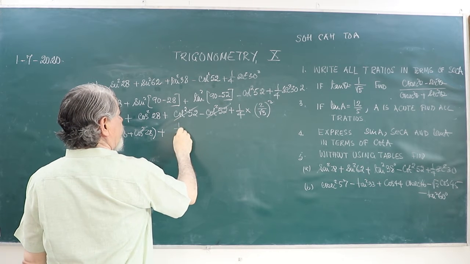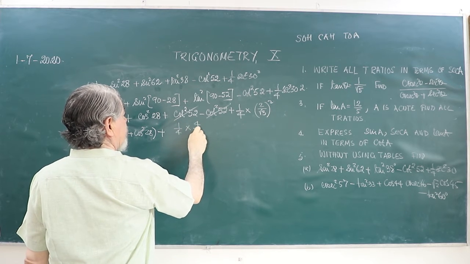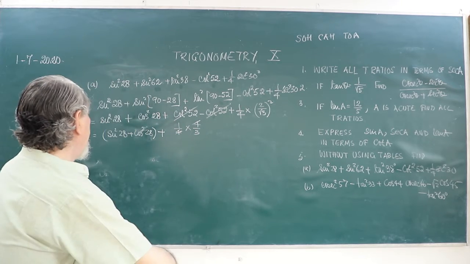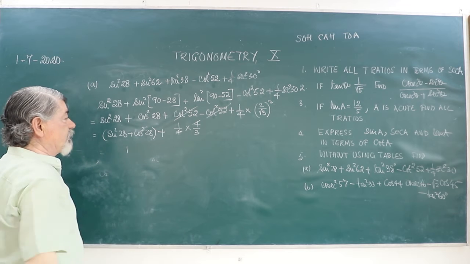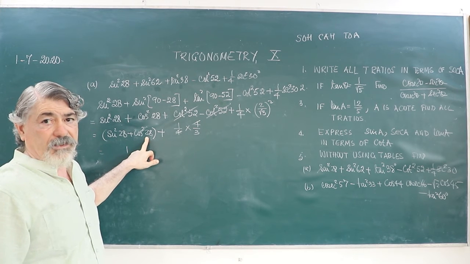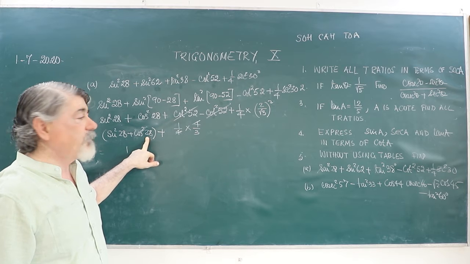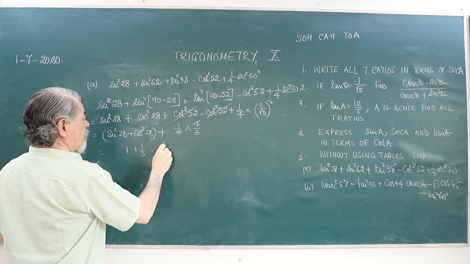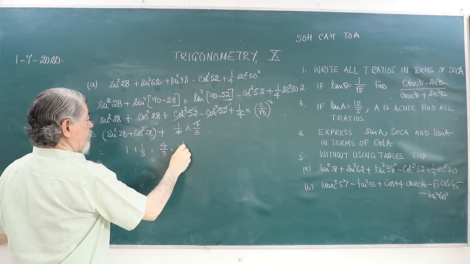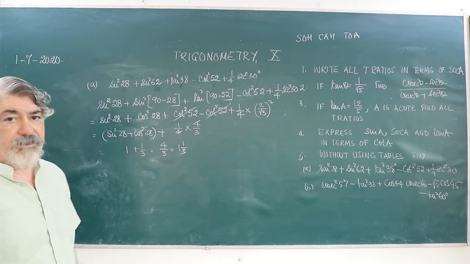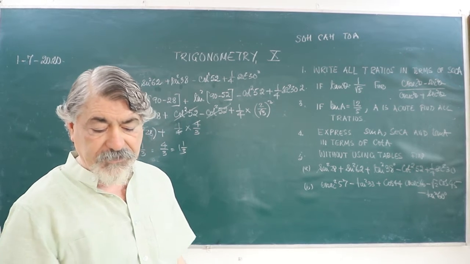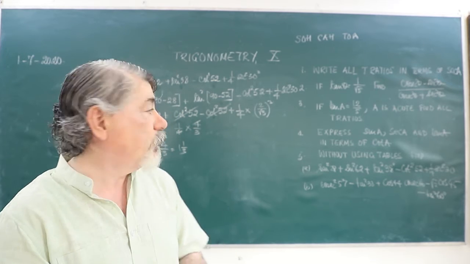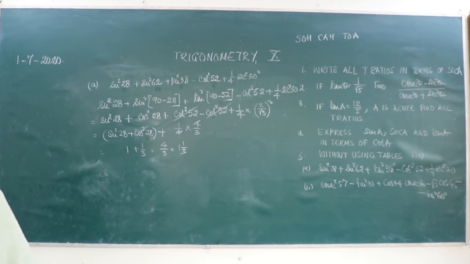Plus 1 upon 4 into 4 upon 3. So 4 will cancel because root 3 whole square is 3. And this will become 1, since sin square theta plus cos square theta is 1. 1 plus 1 upon 3, that is 4 upon 3. This is the answer. So what we have used is the complementary relations.